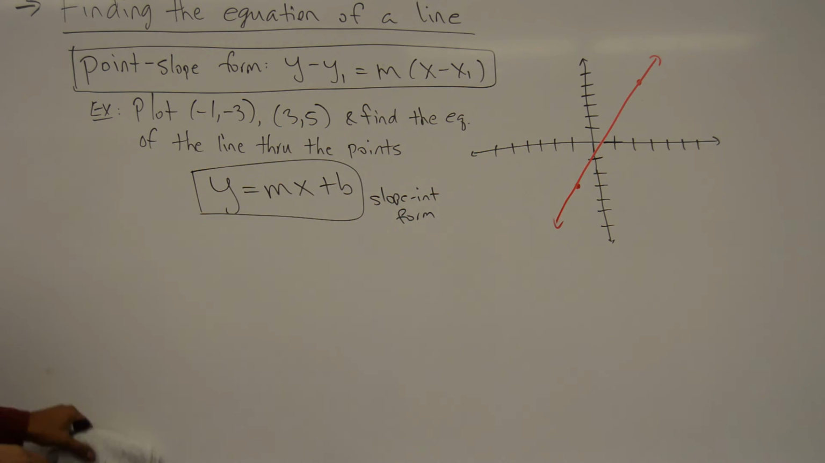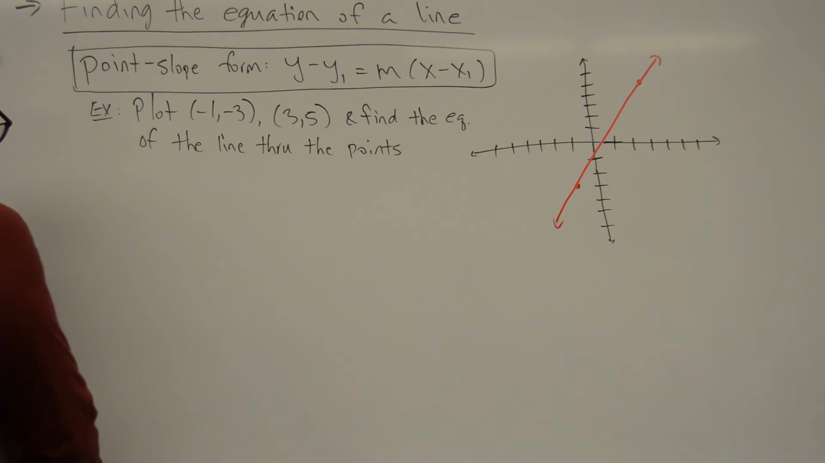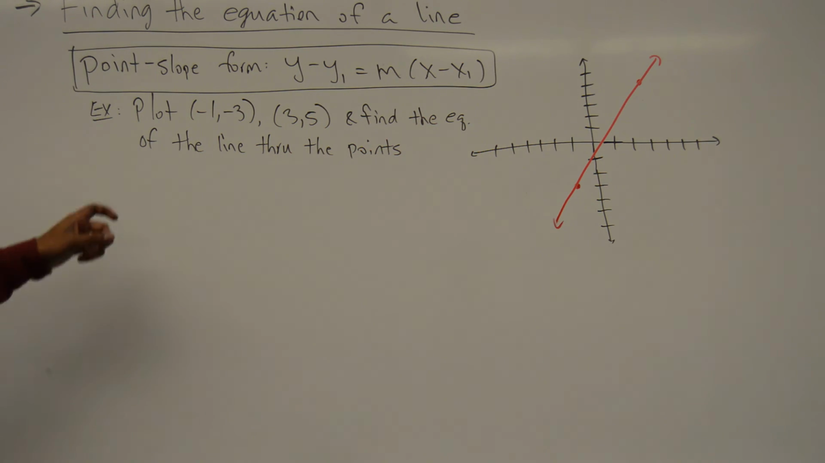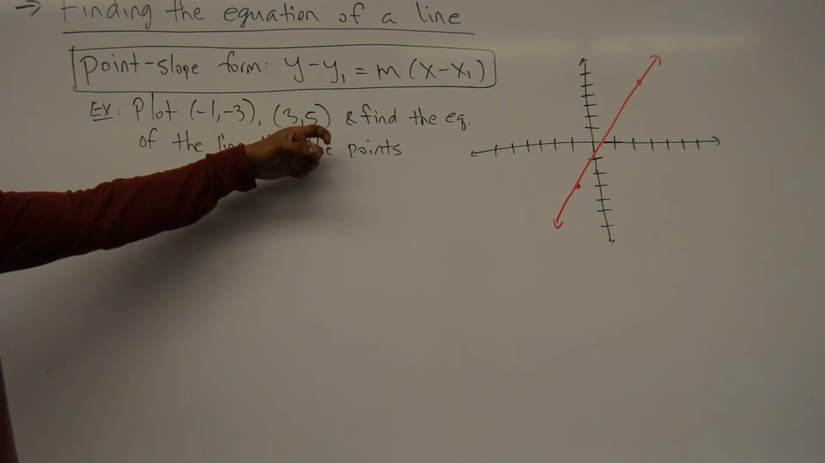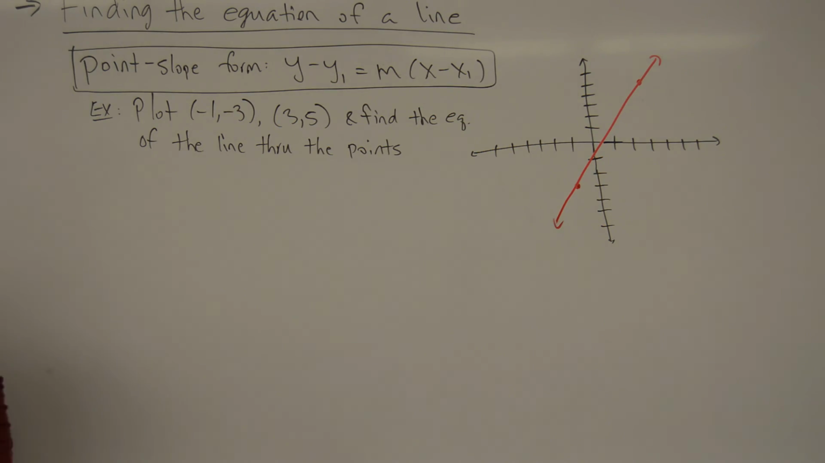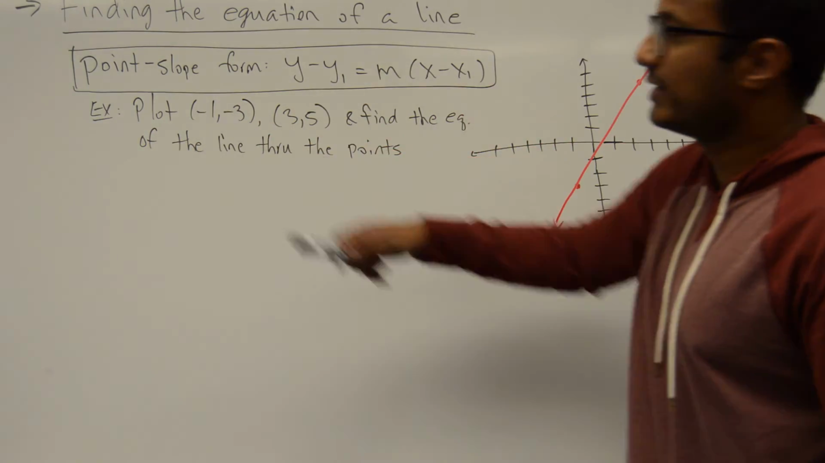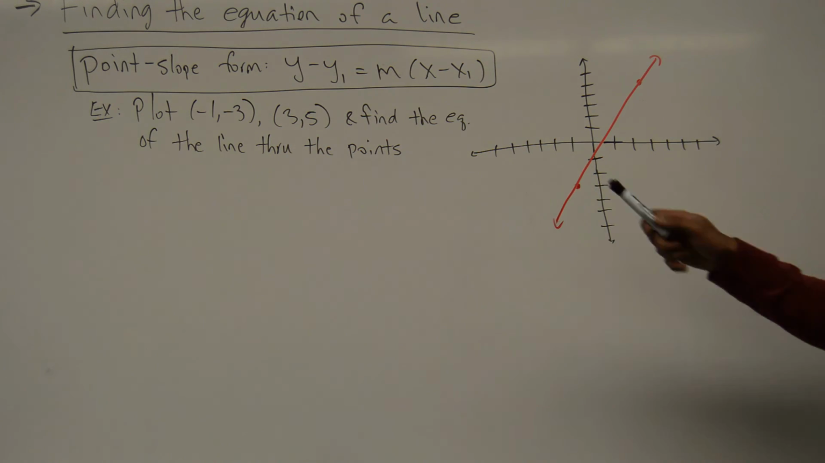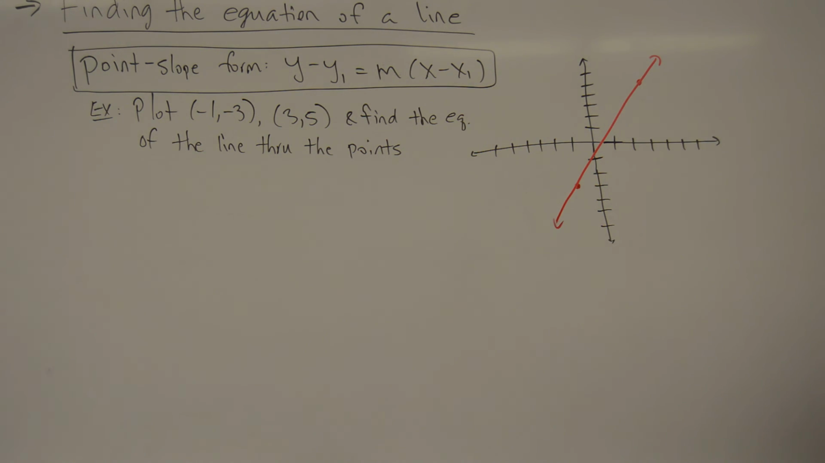Okay, so your first example, and I'll talk you guys through the steps as we're doing the example. Your first example, we want to plot the points -1, -3, and 3, 5, and find the equation of the line through the 2 points in slope-intercept form. So what are our points? My first point is -1, -3. So that's going to be down here. My second point is 3, 5. That's going to be up there.